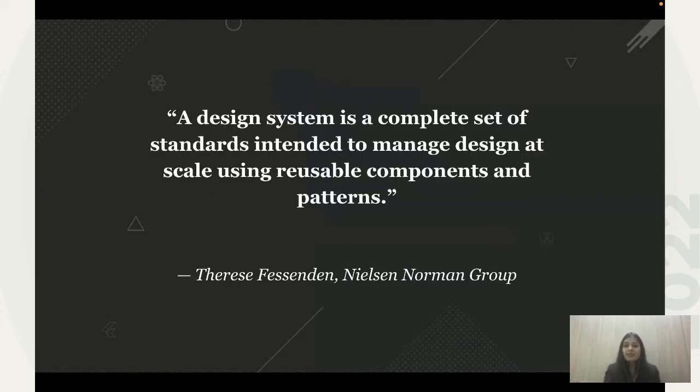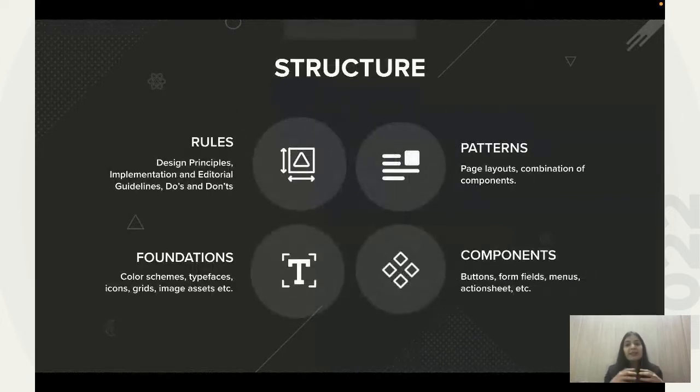So, in this definition, we see that here is a set of deliverables which are assembled together to help us build products, right? These deliverables could include rules like design principles, implementation and editorial guidelines, some do's and don'ts, foundations like color schemes, typefaces, icons, components like buttons, form fields, menus, and patterns, which are combinations of these components, page layouts, and so much more around these, right?